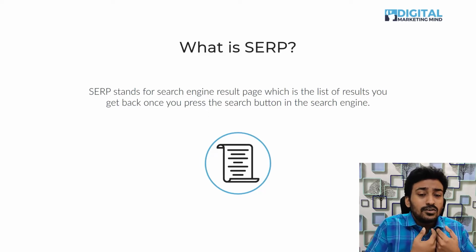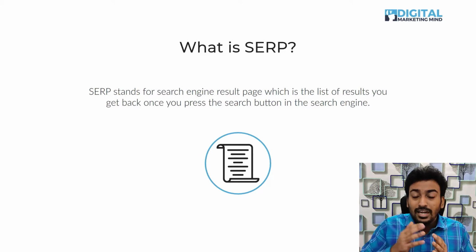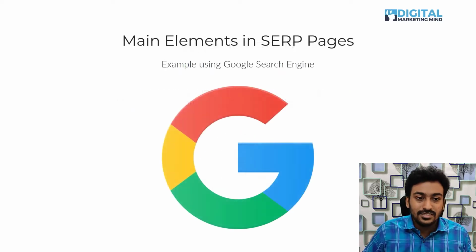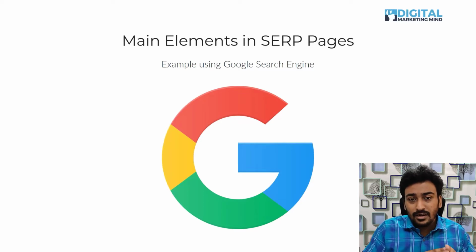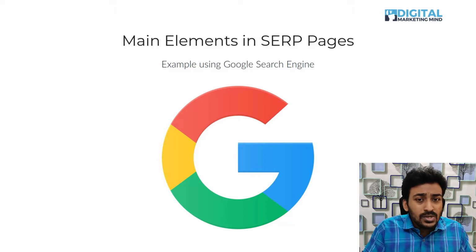It is the list of results you get back in a page once you type something and press enter in the search bar in search engines. Now let's take a look into the main elements which you can typically see in a SERP page. In this lesson, I am going to use Google as an example since we found out that it is a market leader and most of our SEO efforts are going to be focused on that.